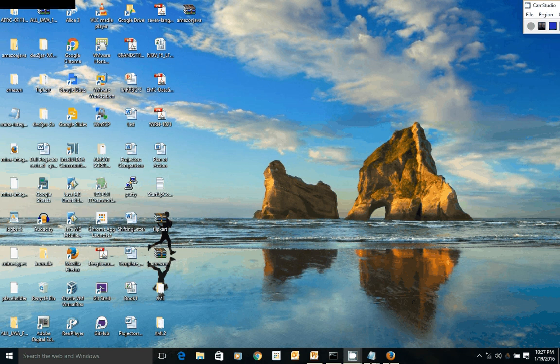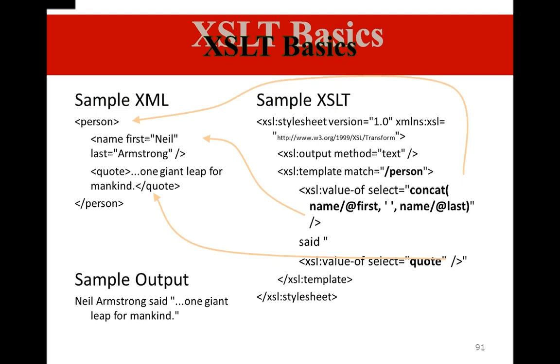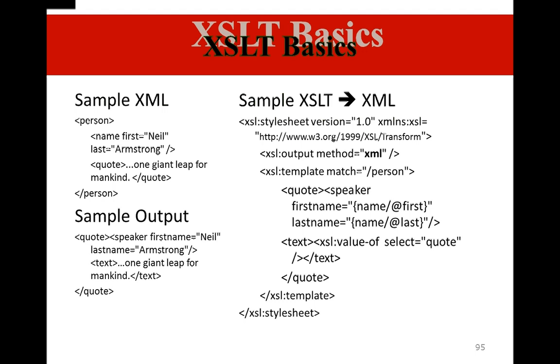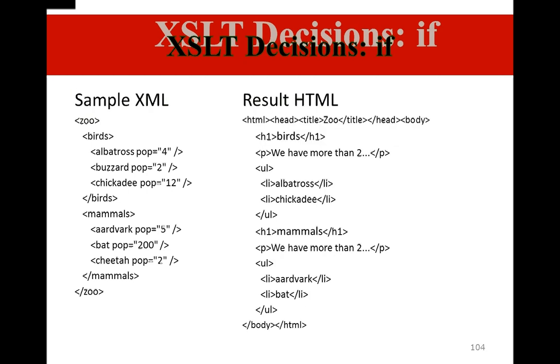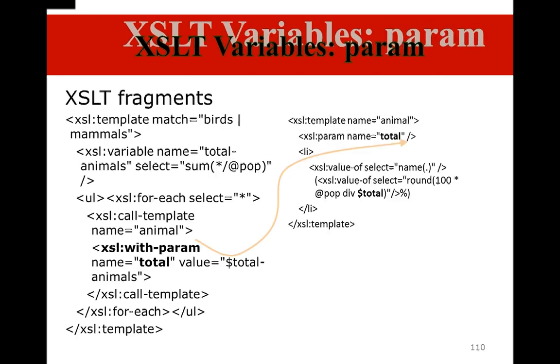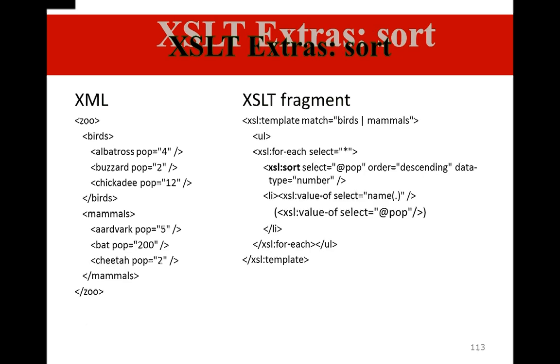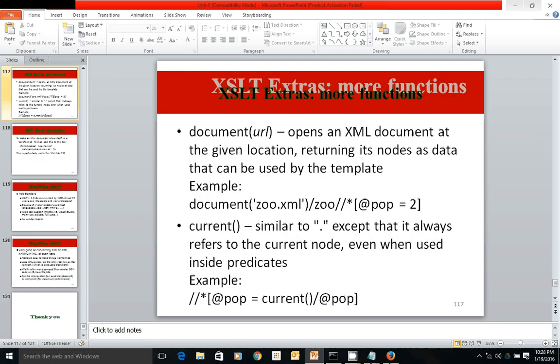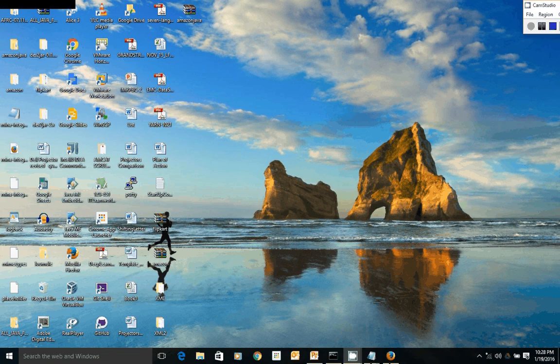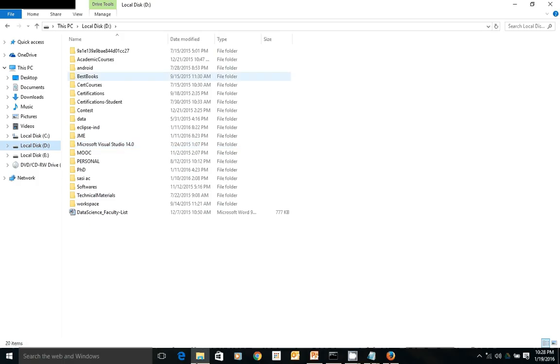Let's discuss the rest of the tags in XSL. In XSL, we are going to discuss xsl:for-each, xsl:if, xsl:choose, xsl:variable, param, and sort. These are all the things which we are going to discuss with an example. Let me use a library XML document. Let me open that.